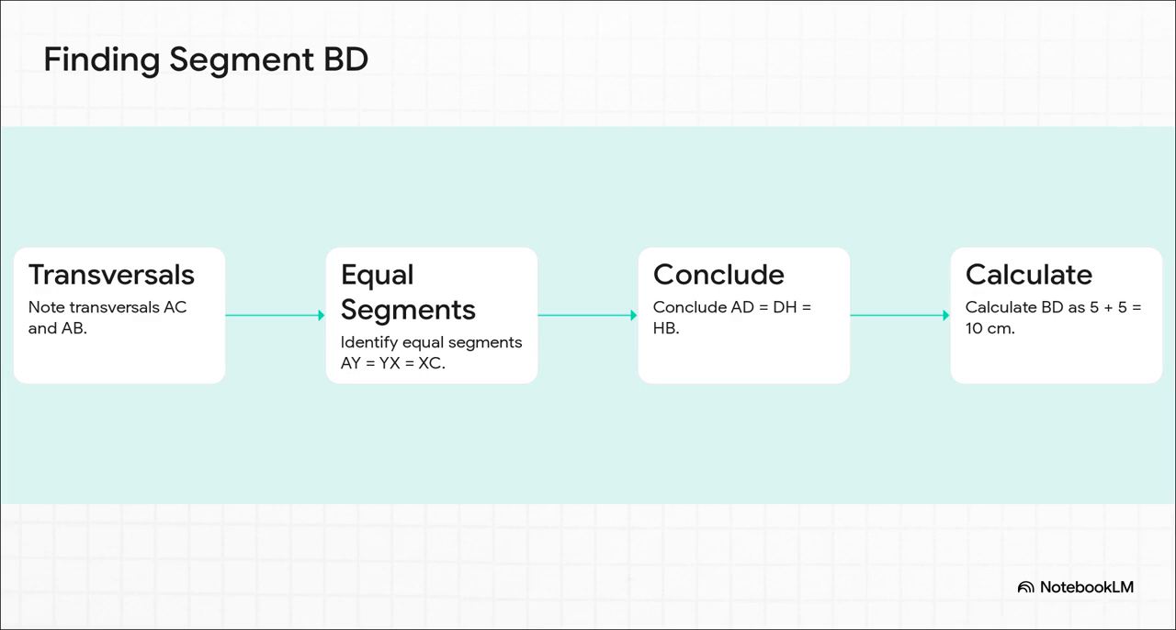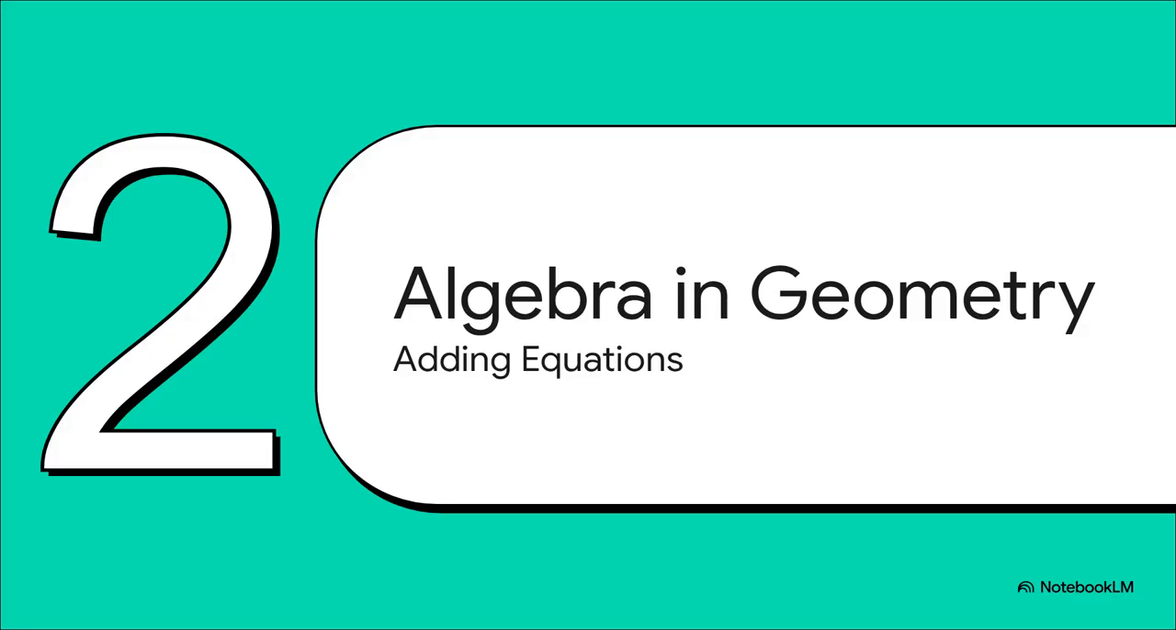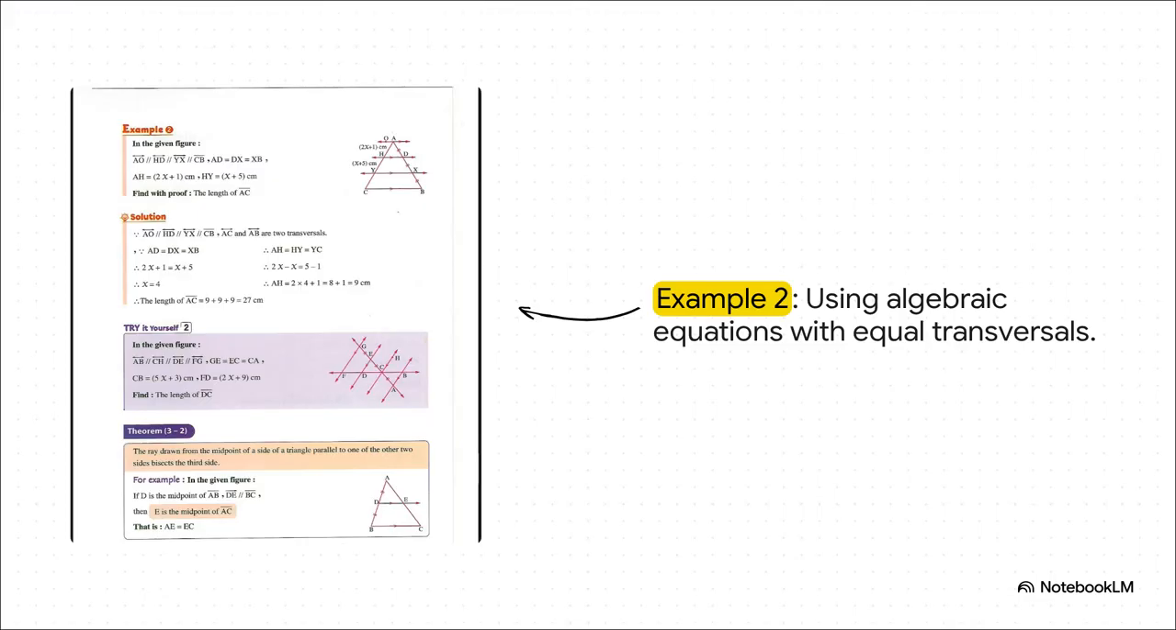And if we just want the length of the bottom two sections, segment BD, we just add 5 and 5, so boom, segment BD is exactly 10 centimeters. Easy, right? Moving right along to Section 2, adding algebra to geometry. Now this is where it gets really interesting. Let's combine this new geometric tool with some algebra to solve a slightly trickier puzzle.